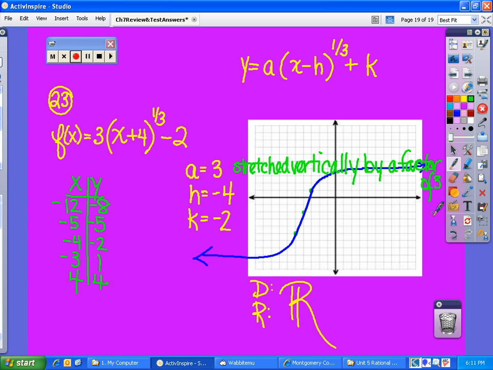H equals -4 says that our graph is going to shift in the negative direction for x. Remember, h is in the parentheses with x, so it affects x directly, which is left and right. With a value of -4, that would be left 4 units. K of -2, notice that k is outside the parentheses. It affects y directly, so that would mean it moves the graph up or down. In this case, it's going in the negative direction, which is down 2 units.